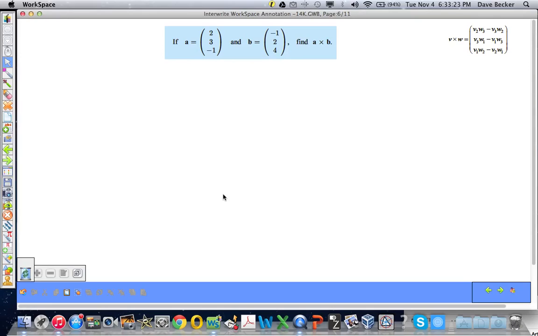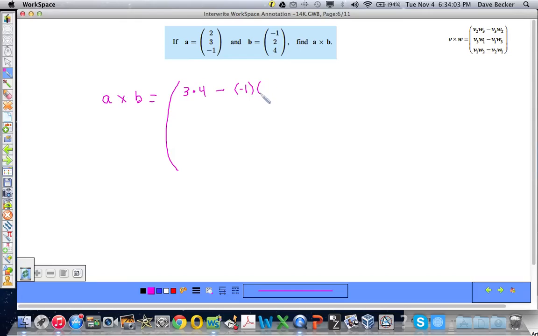So let's do an example. Let's find a cross product. Find A cross B. Okay, so A cross B is equal to, let's get a nice big vector symbol here. Okay, so I'm not going to use these, right? And I'm going to start with the second component times the third component. So 3 times 4, and this is why they call it a cross product. If you think about it, I'm crossing here, minus negative 1 times 2. So you see what I did there? This times that.